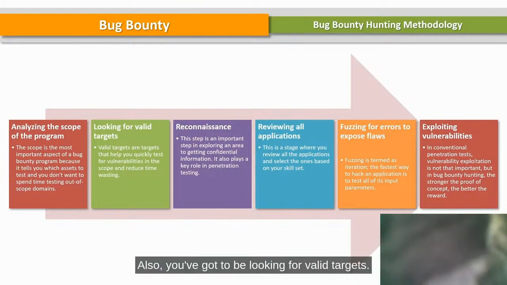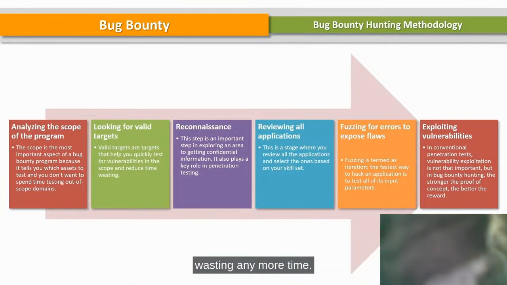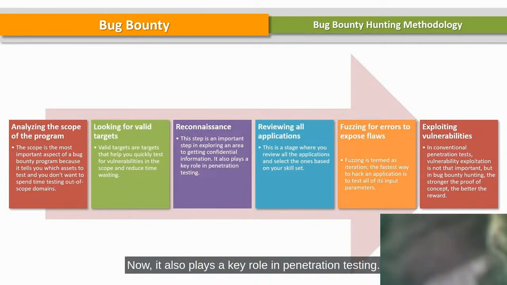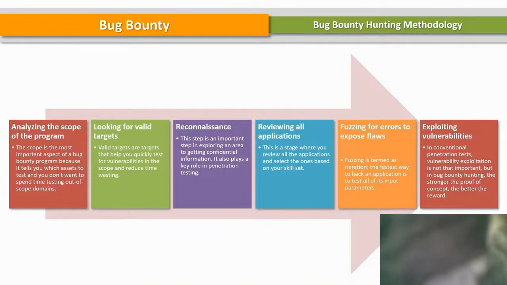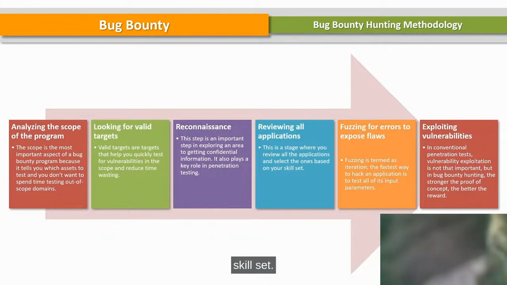Also, you have to be looking for valid targets. Valid targets are the targets that help you quickly test for vulnerabilities in the scope and reduce wasting any more time. Reconnaissance. This step is obviously a very important step in exploring an area to get confidential information. Now, it also plays a key role in penetration testing. Reviewing all applications. At this stage, you review all the applications and select the ones based on your skill set.